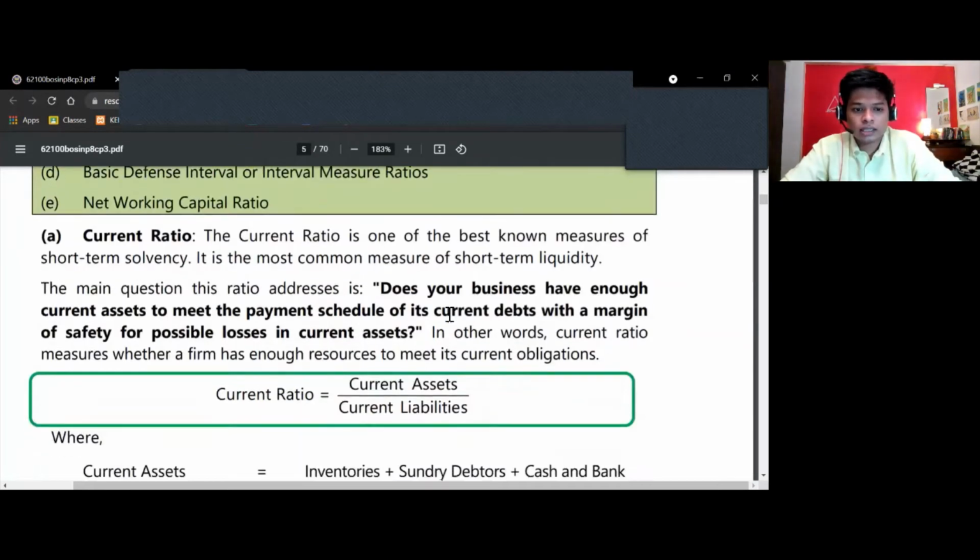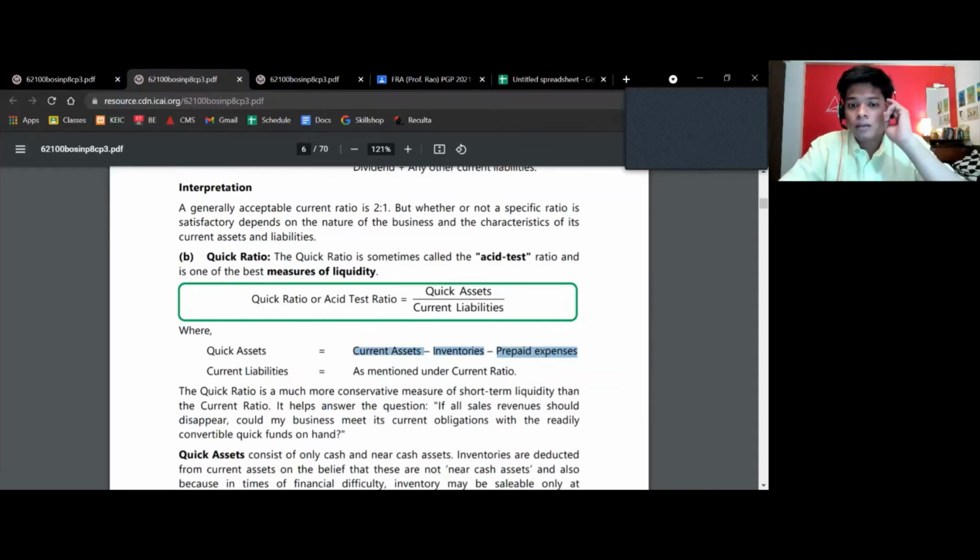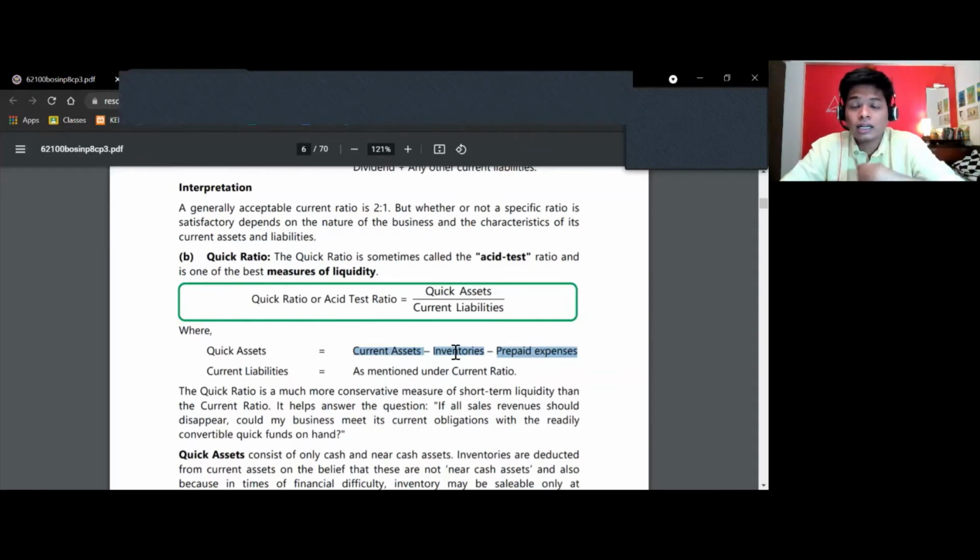Yeah. So current ratio, I'll zoom out. Quick ratio: current assets minus inventories minus prepaid expenses. These are those current assets which are non-liquid. We are moving towards more and more liquid assets. Cash and cash equivalents are liquid, trade receivables are liquid. Inventories are not liquid because you can't really sell off inventories whenever you want.